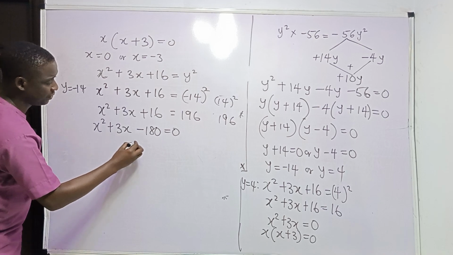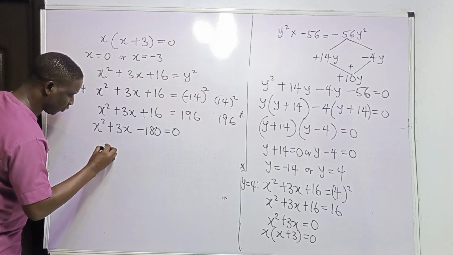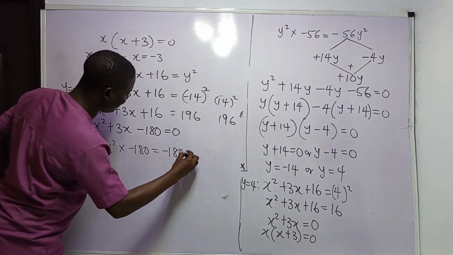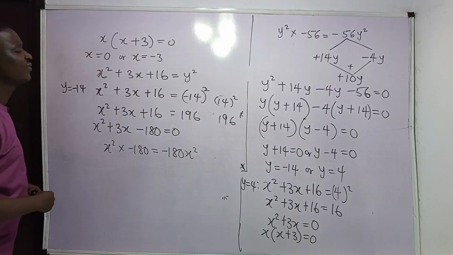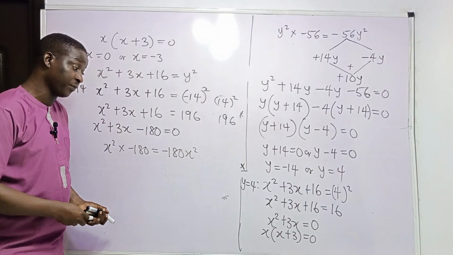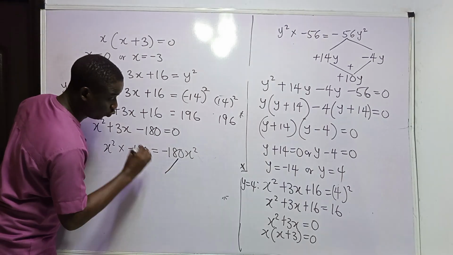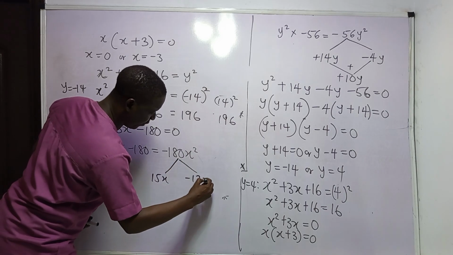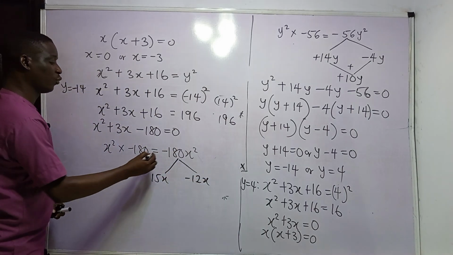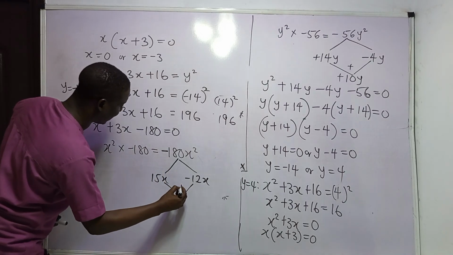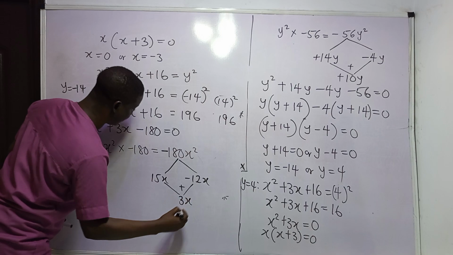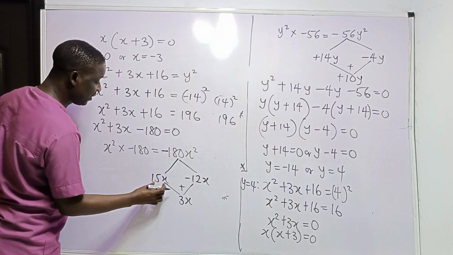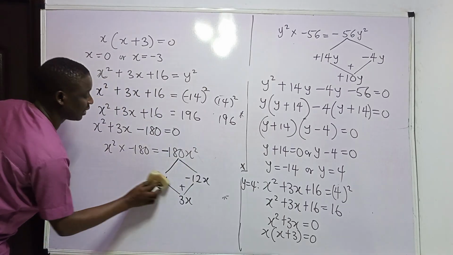So 15 times 2. So that means x squared times minus 180 equals minus 180x squared. So if this is your 180x squared now that we have gotten, and I told you that you can multiply two values, which is what? 15x and minus 12x, to give you minus 180. And when you add them together, it will give you 3x as well. So we can replace the two of them, I mean, this 3x with 15x minus 12x. So that's what I want to do now.